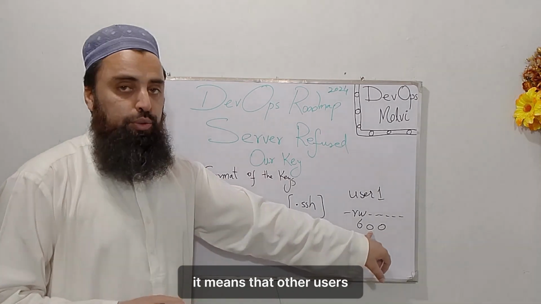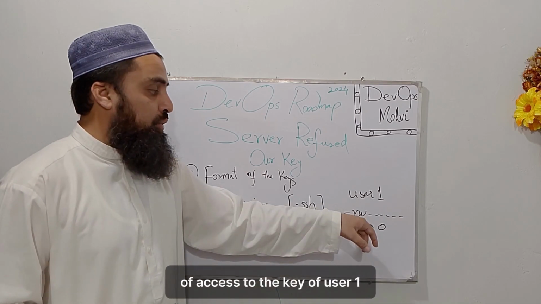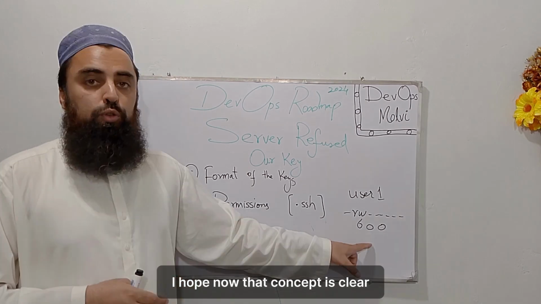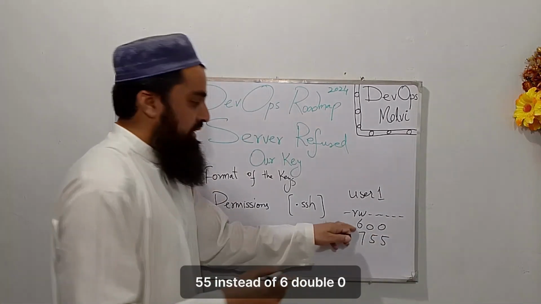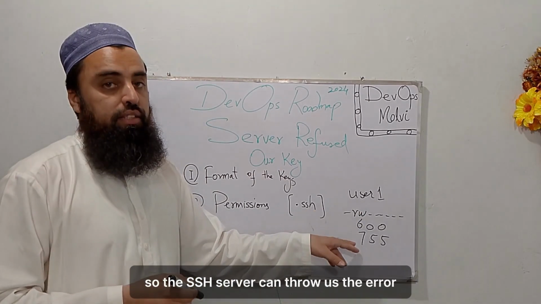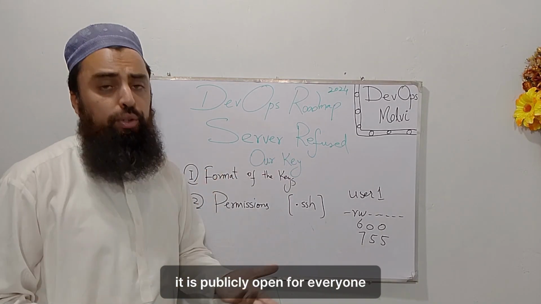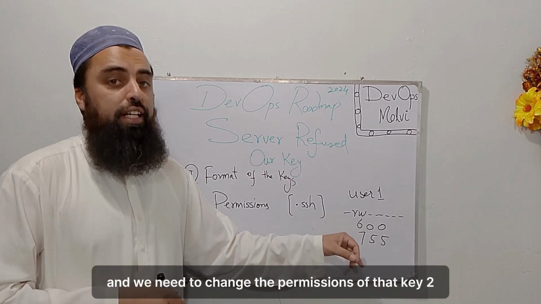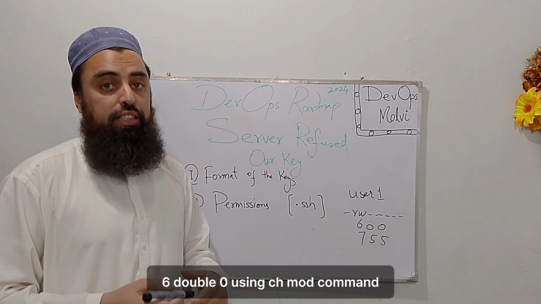It means that other users and groups on the same server should not have any kind of access to the key of user 1. I hope now that concept is clear. So if we use full permissions like 755 instead of 600, the SSH server can throw us the error that server refused our key. It is publicly open for everyone, which is not recommended at all. And we need to change the permissions of that key to 600 using the chmod command.